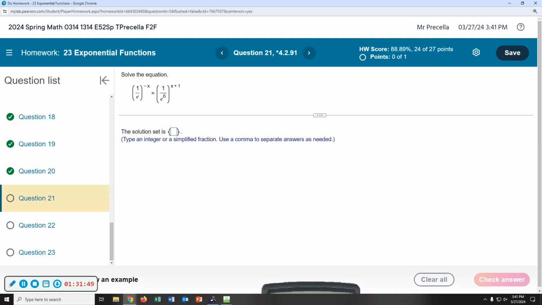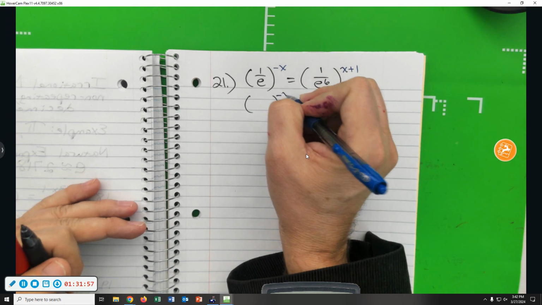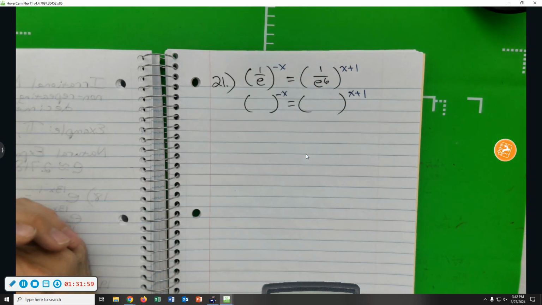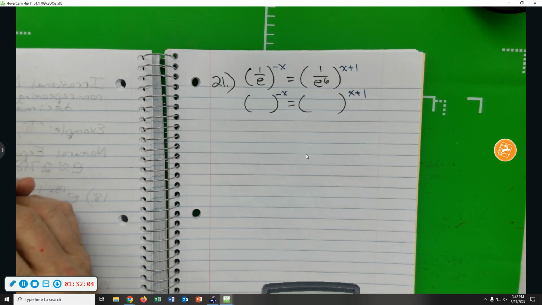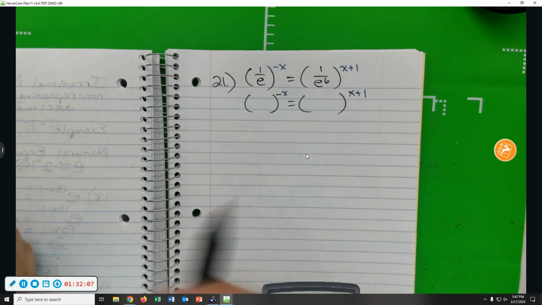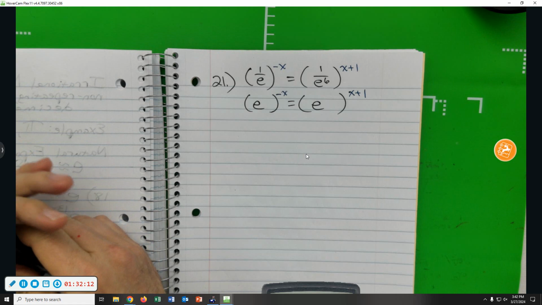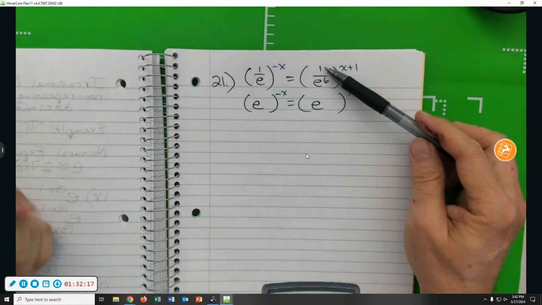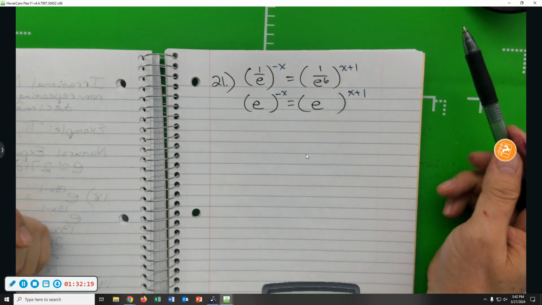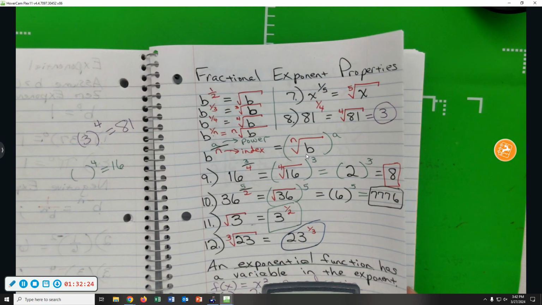Let me rewrite. I'm rewriting it. There. There's a negative x. I just want to use e as the base. I want my base to be e. You're going to have to remember how to rewrite things like 1 over e to the 6th using a negative exponent. Go back to those negative exponent statements.